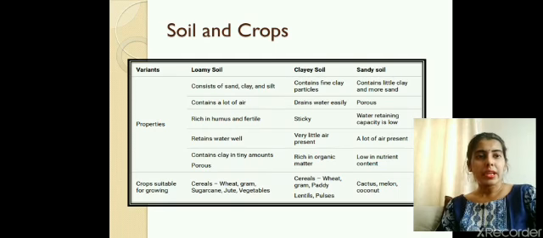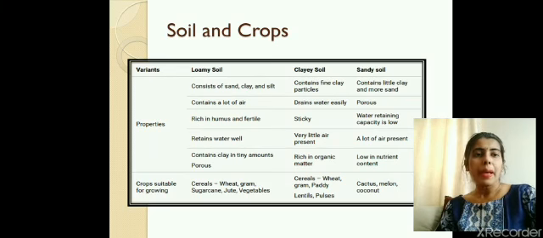Next is sandy soil. It contains little clay and more sand. So it is highly porous. Its water retention capacity is very low, but it can hold a lot of air in it. It is low in nutrients, but still it can be used for growing cactus, melon and coconut.